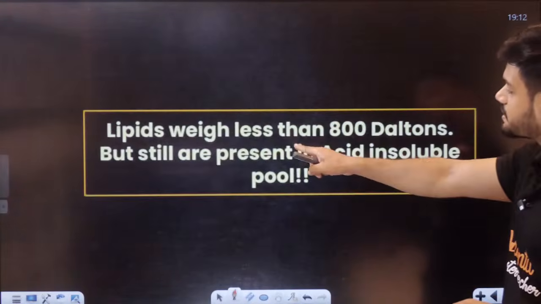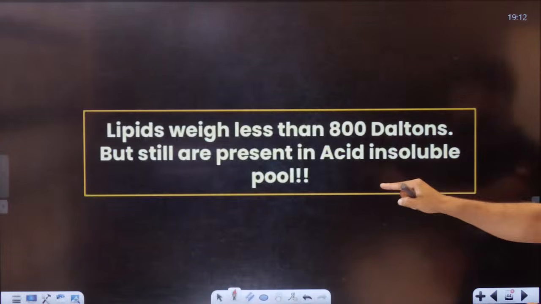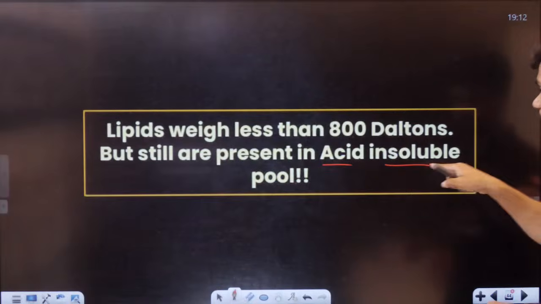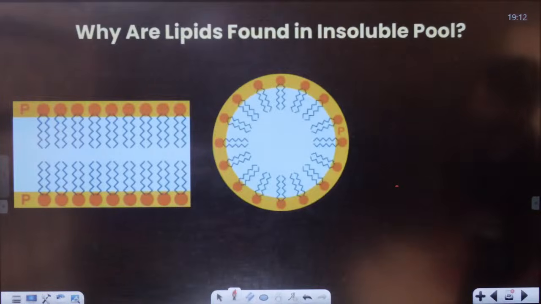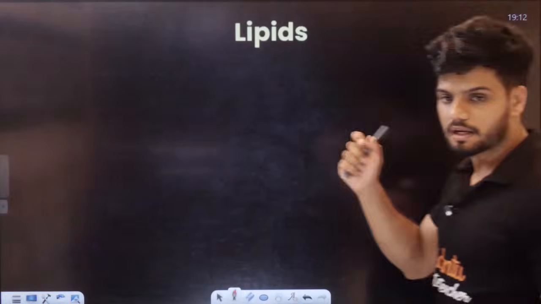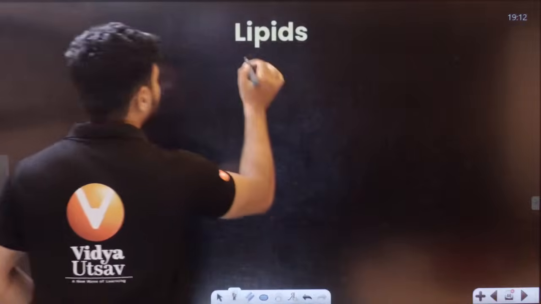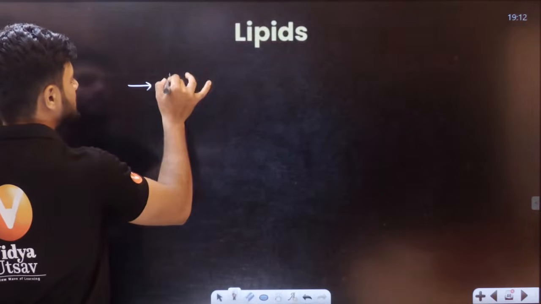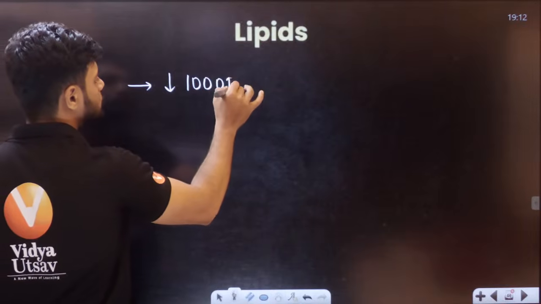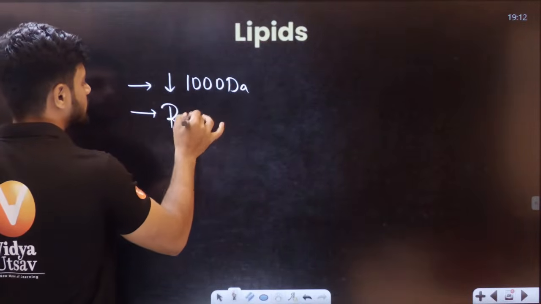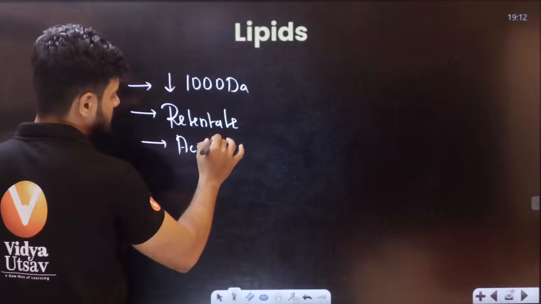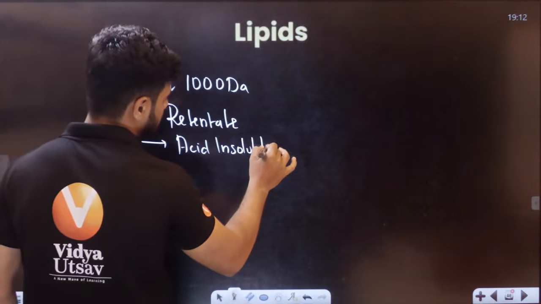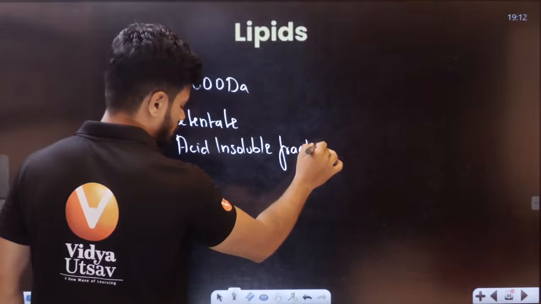So lipids weigh less than 800 daltons, but still, students, are present in the acid insoluble pool. Why? Because they form vesicles, students. They form vesicles like this. So students, lipids, their size is less than 1000 daltons, but they are present where? They are present in the retentate, that is the acid insoluble fraction on the top, students.